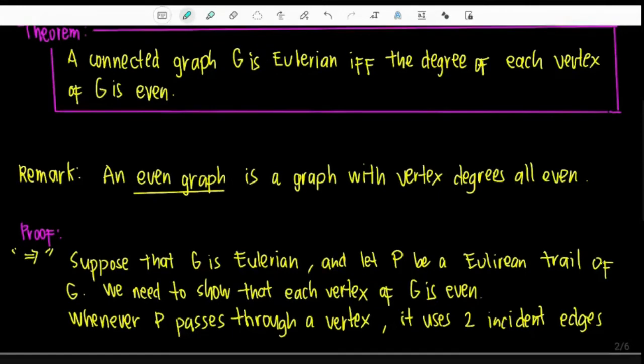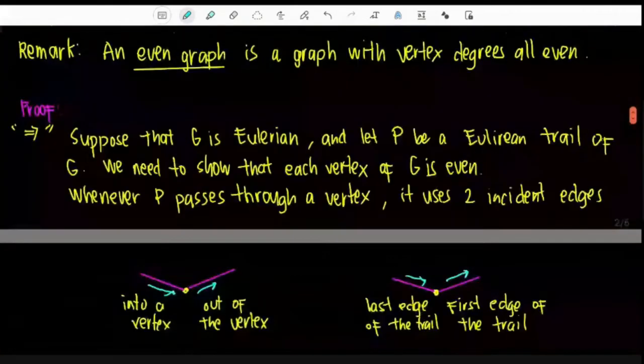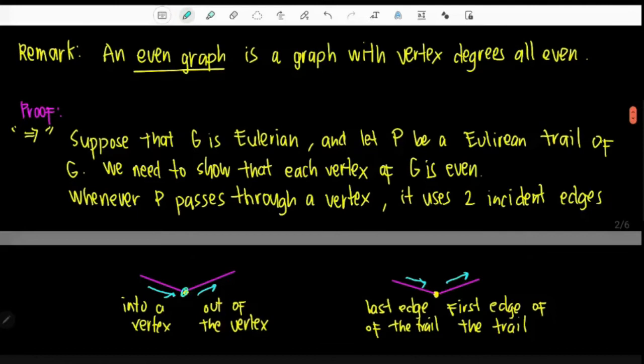Now, imagine our Eulerian trail. For each vertex, pag dumaan yung Eulerian trail sa vertex na yon, laging dalawa ng dalawa yung magiging edge incident to that vertex. Right? Yung isa, yung papasok sa vertex, tapos yung isa, yung palabas sa vertex. So, every time na dumadaan ka sa isang vertex, gamit yung Eulerian trail mo, laging dalawa yung edge na incident sa vertex na yon. Yung isa yung papasok ka sa vertex, yung isa yung palabas ka sa vertex.